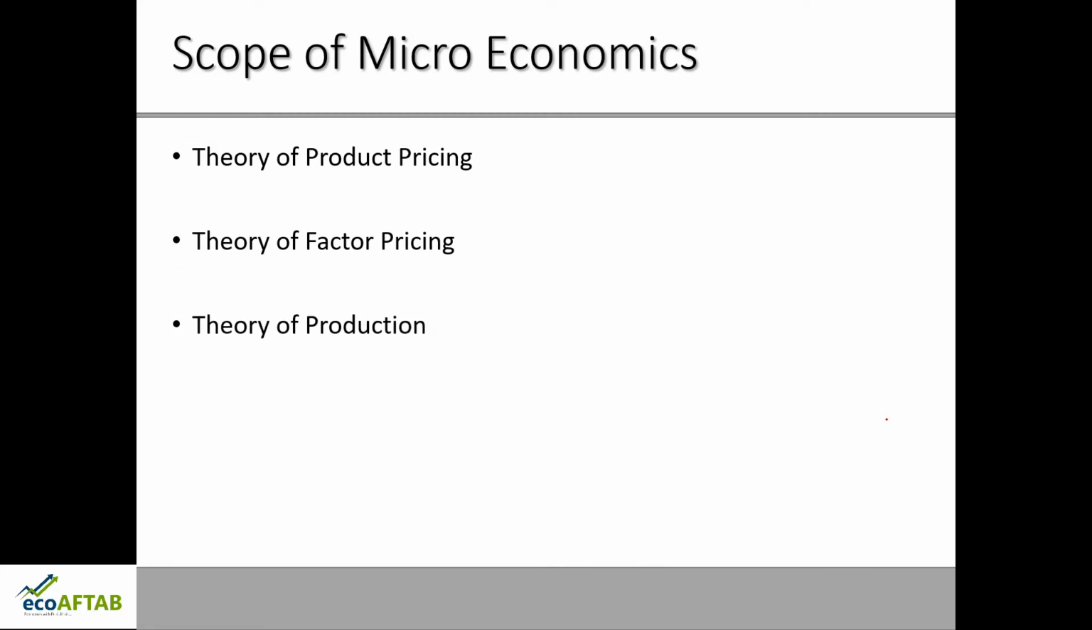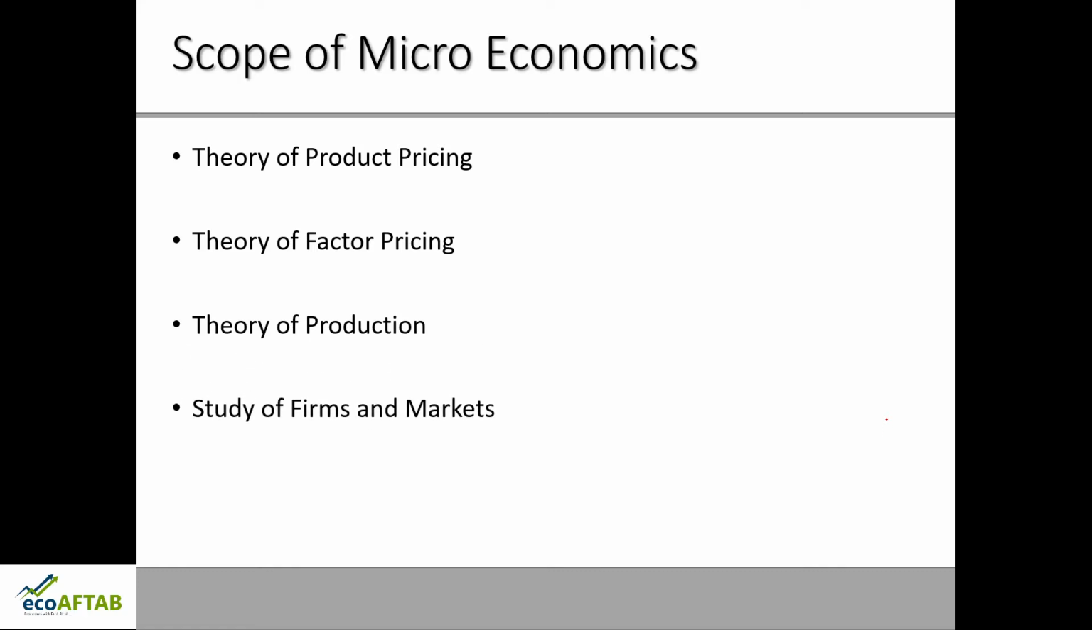Thirdly, we also study the theory of production. So how the goods are produced. When we speak about the theory of production, we speak about two important time periods, short run and long run. In the short run, how the output increases with an increase in input, and in the long run, how the output behaves when all the inputs are increased. So here we speak about the law of variable proportions, and here we speak about the law of returns to scale.